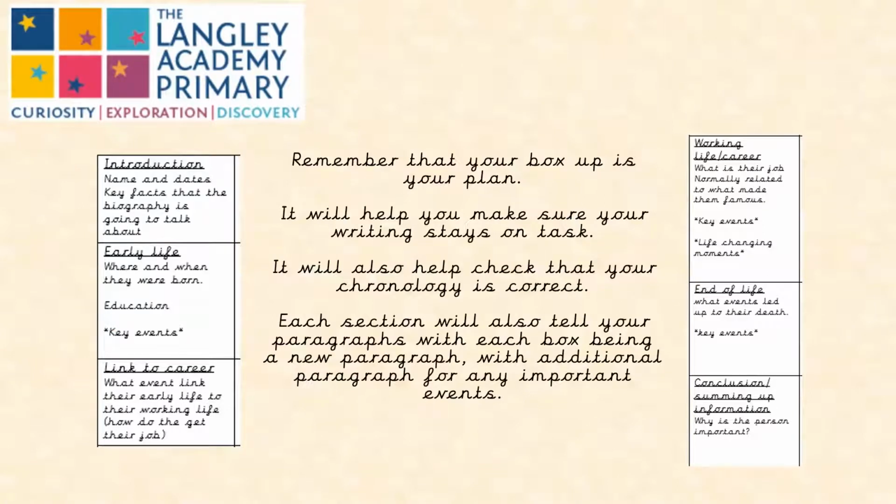You need to remember your box up. This is going to help you lay your biography out, thinking about the steps within someone's life. It also helps making sure your chronology is correct throughout. Each section within your box up is a paragraph. You also might have additional paragraphs within each section. So one, two, three paragraphs maybe in early life, a paragraph or two, maybe three or four paragraphs in working life, just to split up where the key information is. Quite often it's related around time. So if you've got a new date, it might also need a new paragraph.